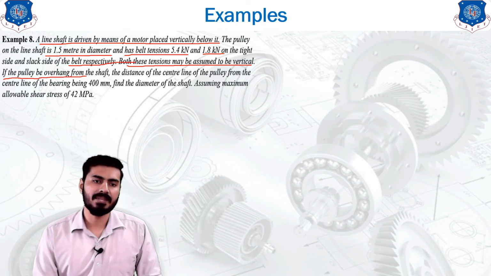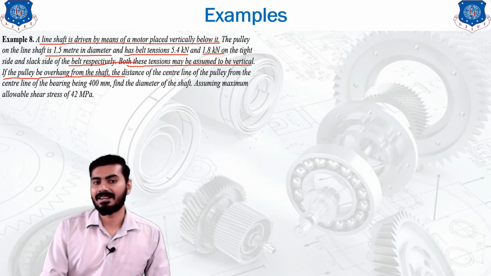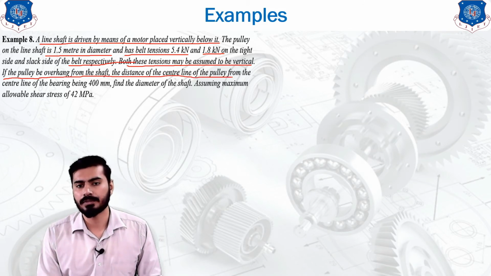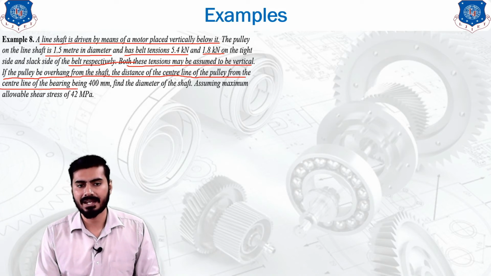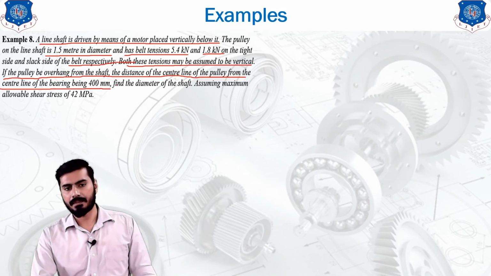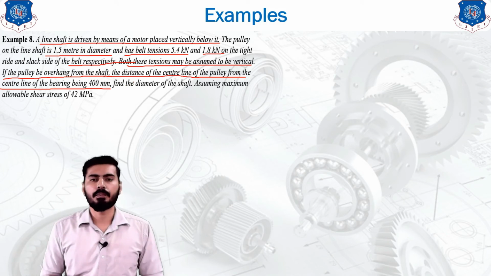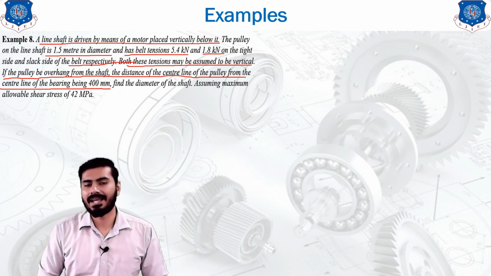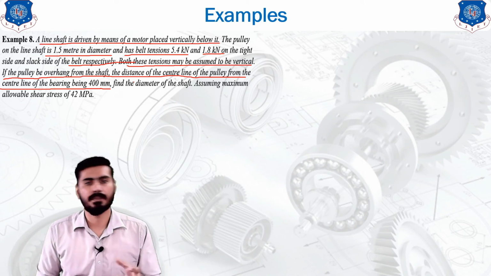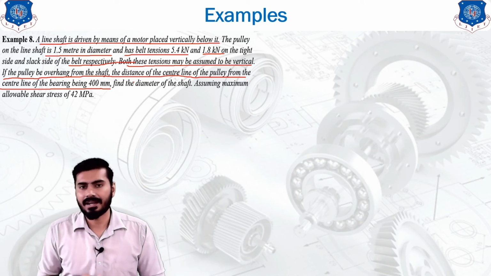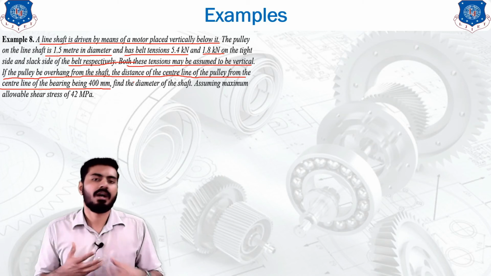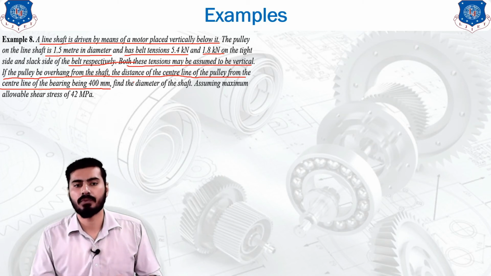If the pulley is overhung from the shaft, the distance from the center line of the pulley to the center line of the bearing A is 400 mm. So the distance between the pulley and the bearing is given. The pulley is overhung from the bearing, and that's why we consider the bearing as a support and the pulley as a load. Then it constitutes a cantilever beam mechanism for the shaft.